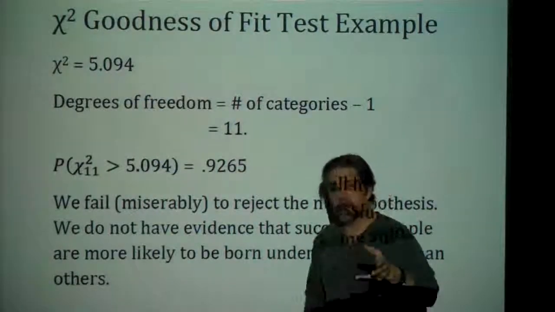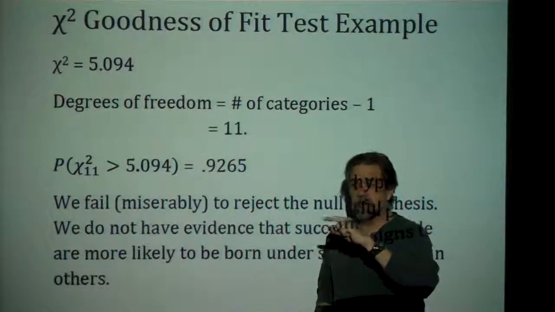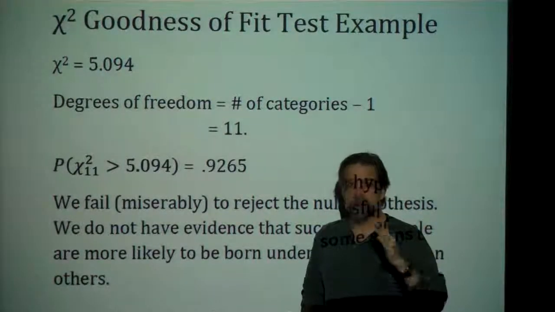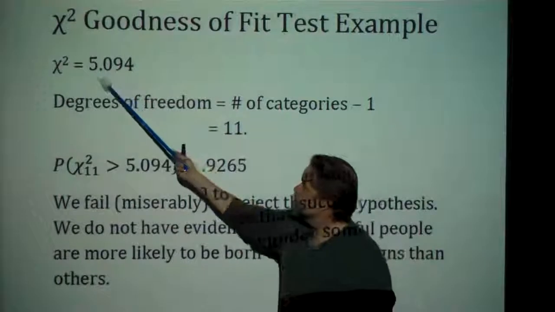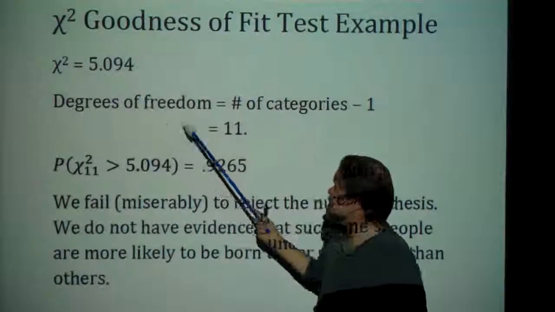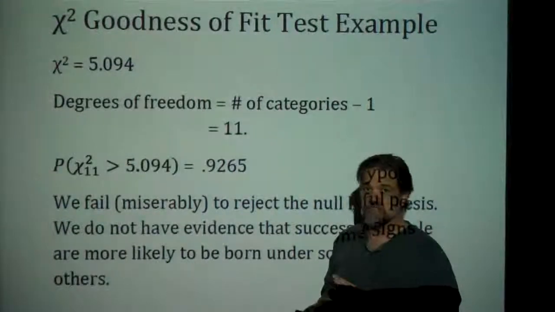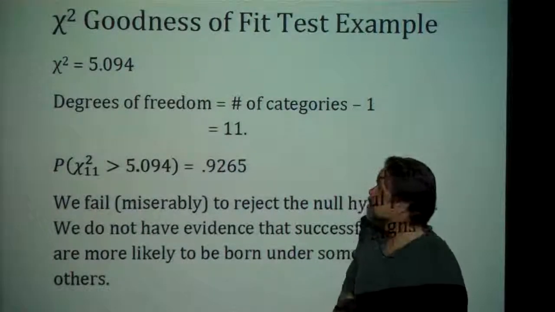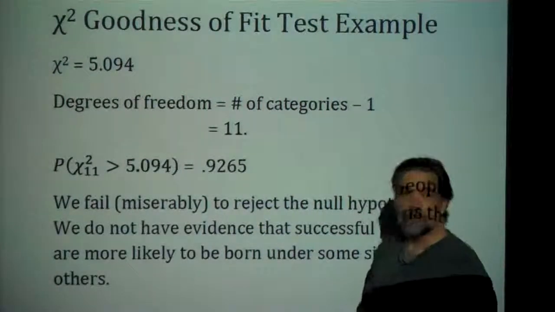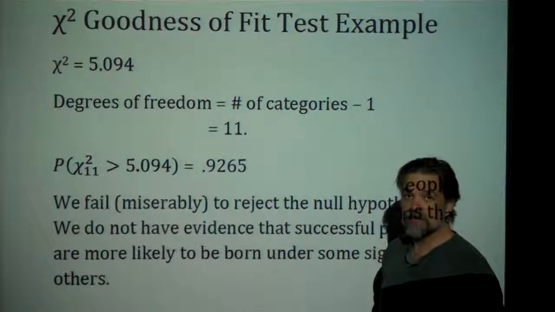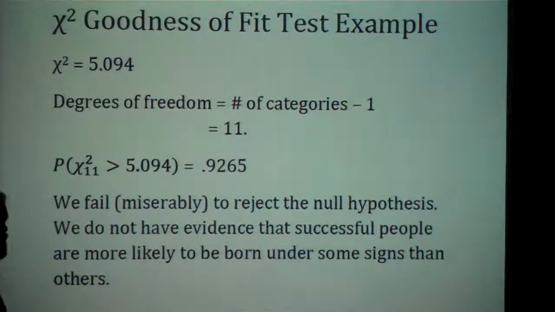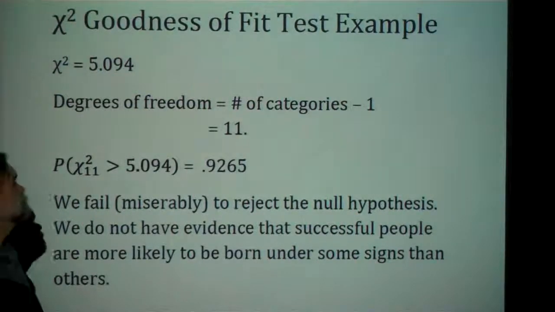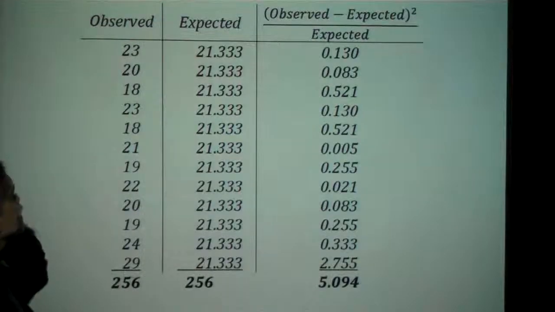Now, remember how I said earlier that in a distribution that has k degrees of freedom, the mean will be k? Well, I have 11 degrees of freedom in this distribution, and my statistic is only 5.094. If the statistic is less than the degrees of freedom, you're not rejecting anything here, okay? You're going to have a really huge p-value. And sure enough, that's exactly what we have, a really big p-value. So we don't just fail to reject it, we really, really fail to reject the null hypothesis. And we do not have evidence that successful people are more likely to be born under some signs than others, okay? So that is our goodness of fit test, okay?